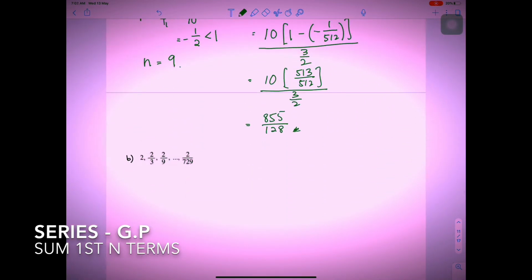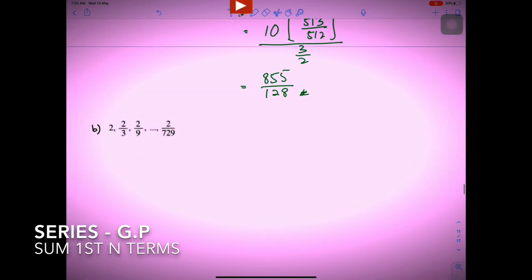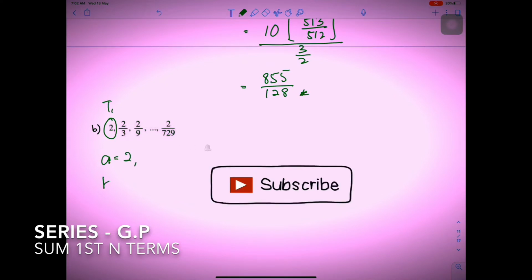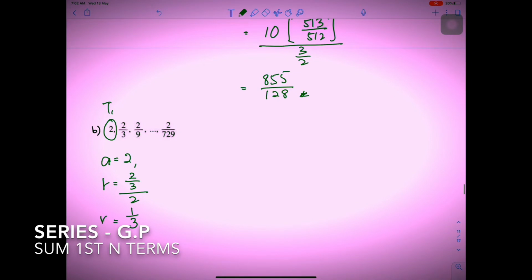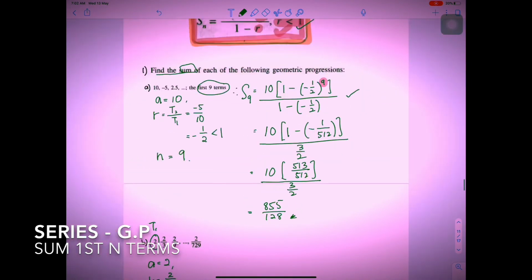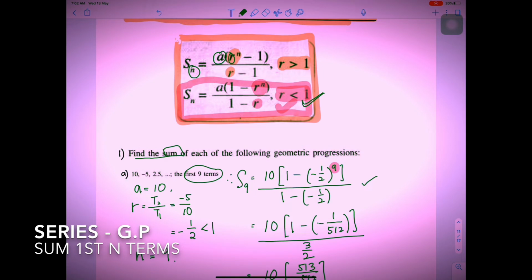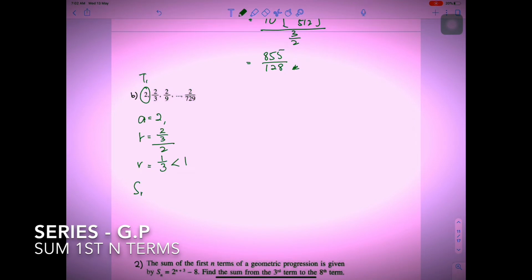Continue with question B. As usual, collect all the information given. a equals T1, which is 2, and r is 2 over 3 divided by 2, so by using the calculator you get 1 over 3. So r is less than 1, and as usual we are going to use the second formula. How about if I want to use the first formula, which is Sn equals a times r to the power of n minus 1 over r minus 1? How about this one?